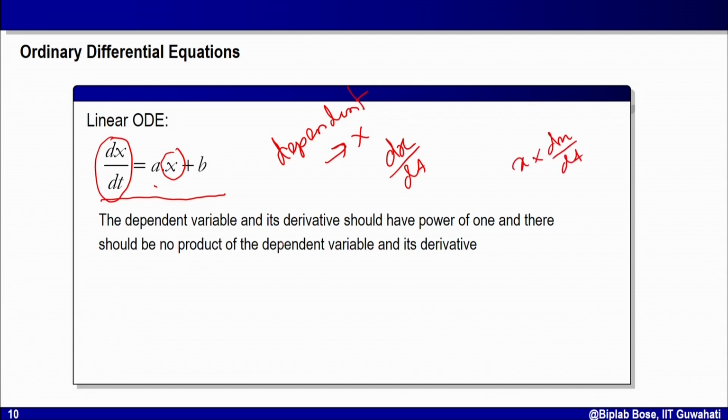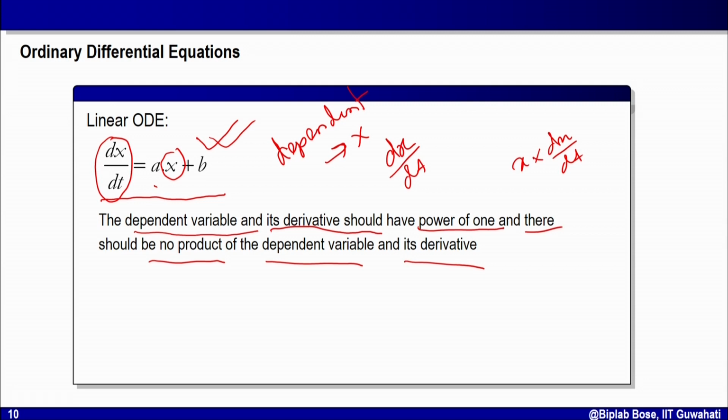So as these two conditions are met, that the dependent variable and its derivative have power 1 and there is no product of the dependent variable and its derivative, this particular ODE, ordinary differential equation, is a linear ODE.